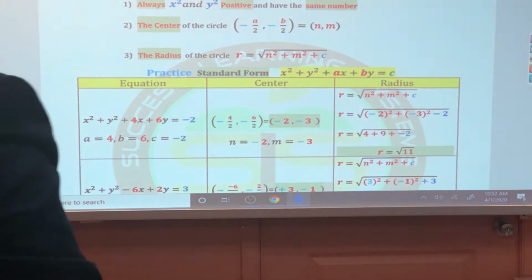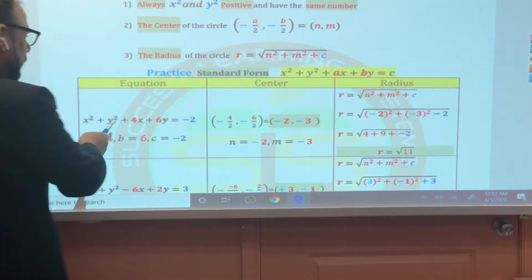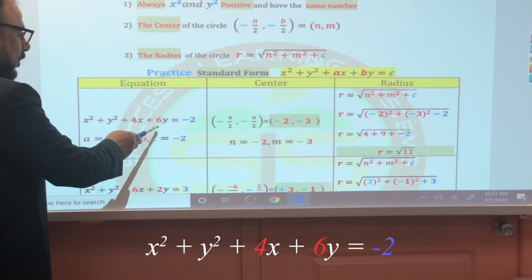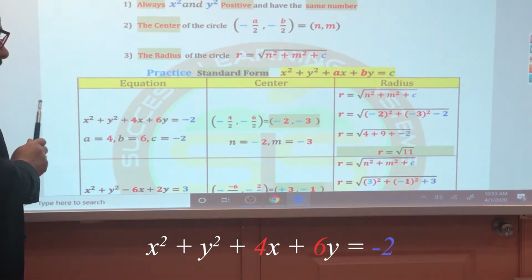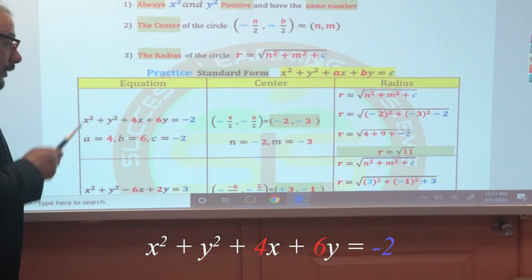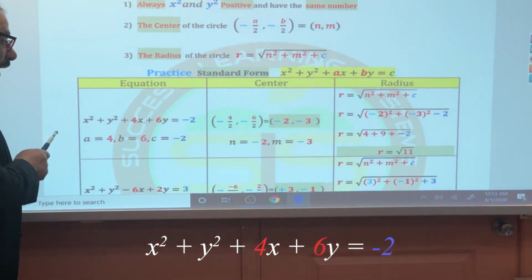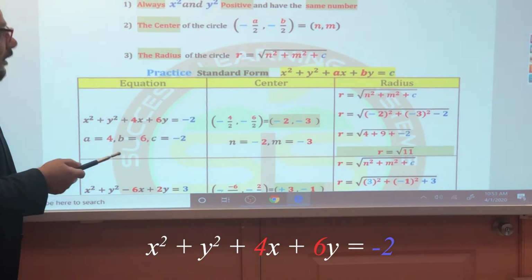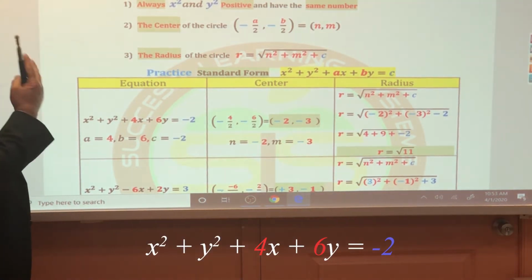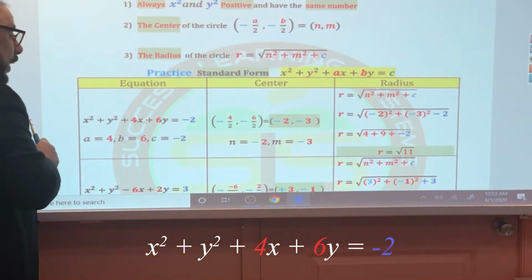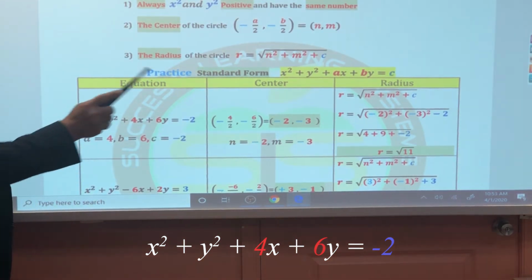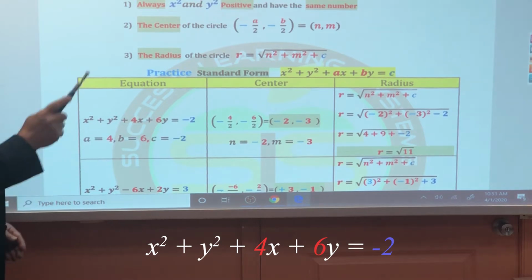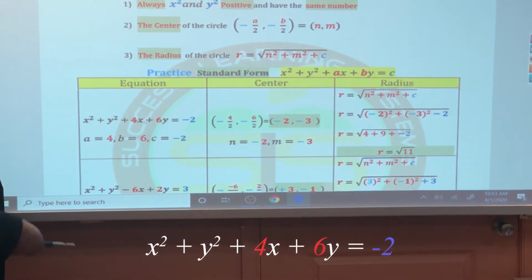See the first example. x squared plus y squared plus 4x plus 6y equals negative 2. They will give you this problem in the SAT, and they will ask you to find the center of the circle or the radius or both together. Look quickly, Safe, at the problem. What do you have, Safe? x squared, y squared. Yeah. This means what? It's a circle. Raise your voice, Safe. We have social distance, right? Okay.